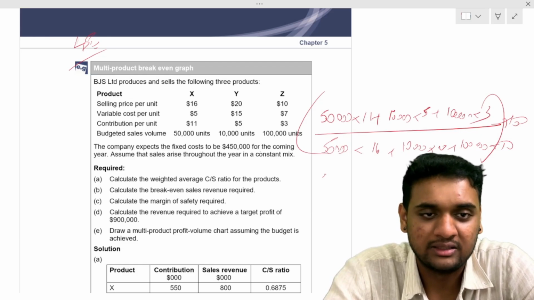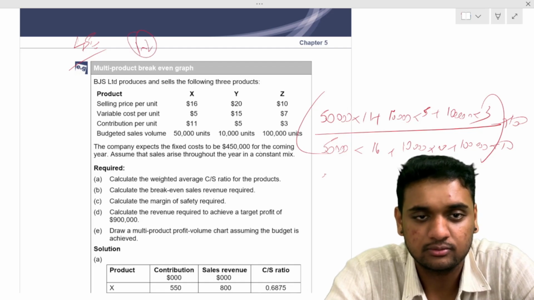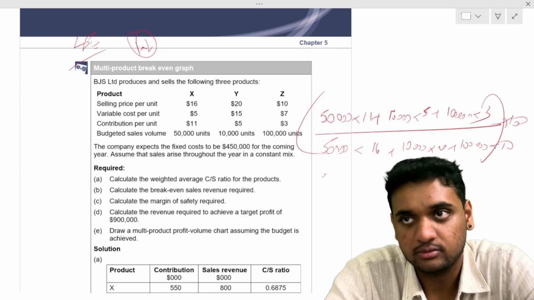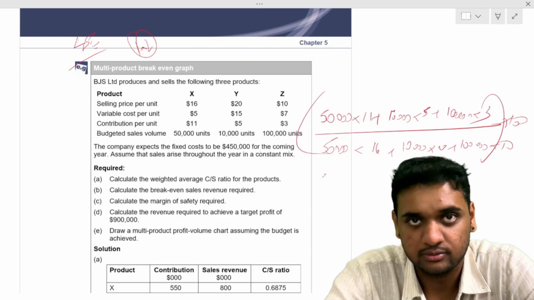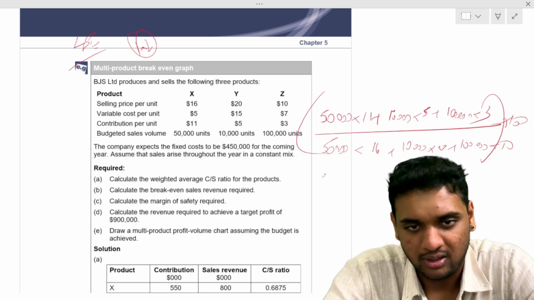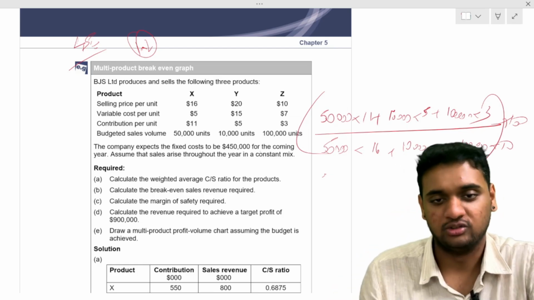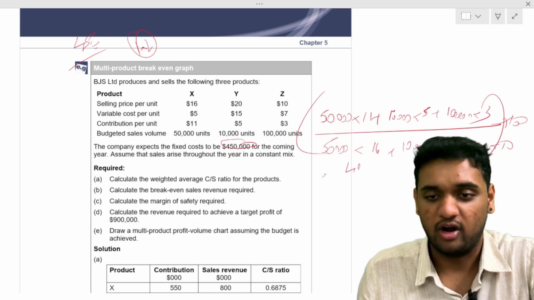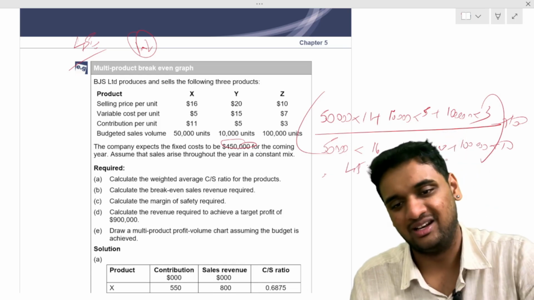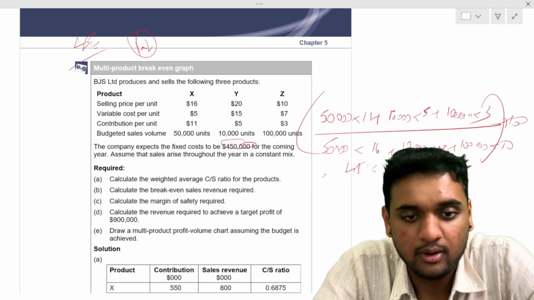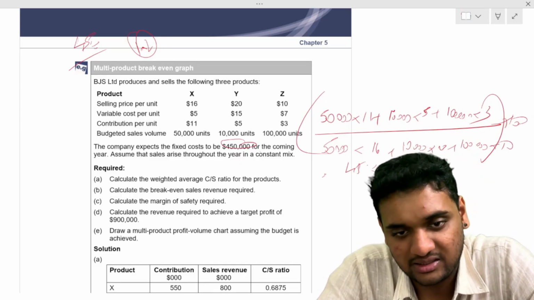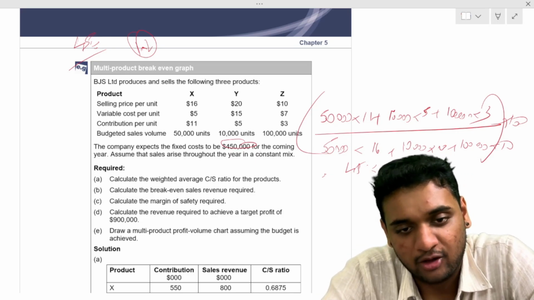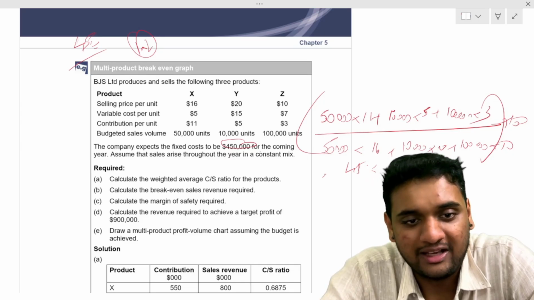One person got 10 lakhs. Any other answer? All of you got 10 lakhs. What is your fixed cost? 4,50,000 divided by the weighted average CS ratio. What is the weighted CS ratio? 45%. So 4,50,000 divided by 45%, your break-even sales revenue is 10 lakhs. That is, you have to sell 10 lakh worth of goods in order to break even. Understood, all of you? Next, what are they asking?